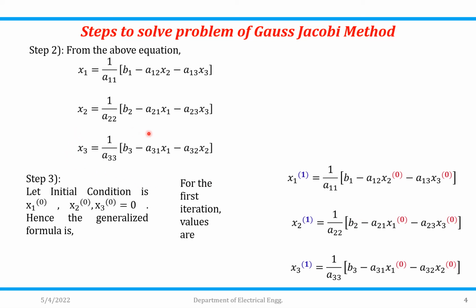Similarly, I have written equation number 3, which will give x3 raised to 1 equal to 1 upon a33 times (b3 minus a31 x1 raised to 0 minus a32 x2 raised to 0). This means in all these equations, for the right hand side we have used the initial conditions. With the help of the initial conditions, we have calculated x1 raised to 1, x2 raised to 1 and x3 raised to 1.